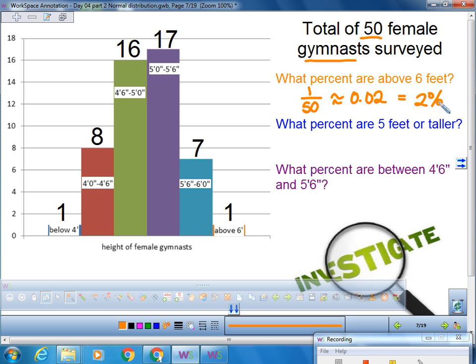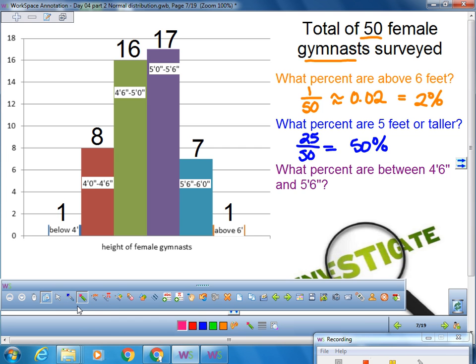What percent are 5 feet or taller? Figure it out. I heard it. 50%? Because 17, 7, and 1 makes 25. 25 out of 50 is 50%. What percent are between 4'6" and 5'6"? 46%.